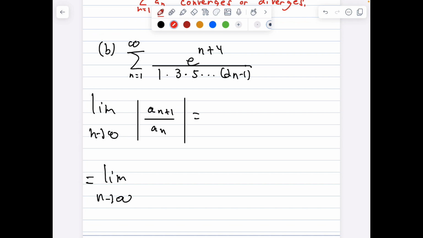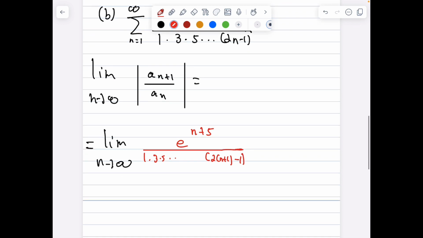Let's figure out what a_(n+1) is. So a_(n+1) would be e to the n plus 5 all over 1 times 3 times 5 times up to 2 times the quantity n plus 1 minus 1. And let me speak about one thing that often people miss out on. The term 2n minus 1 is in here. The reason for that is as follows.